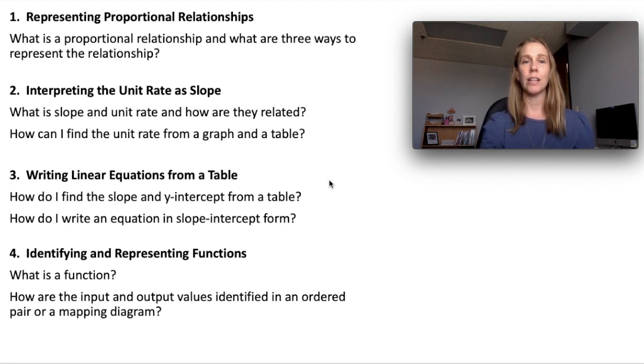Number 3, writing linear equations from a table. How do you find slope and y-intercept, and how do you write that in slope-intercept form or y equals mx plus b form? And finally, what is a function? How do we look at those in an ordered pair and a mapping diagram?